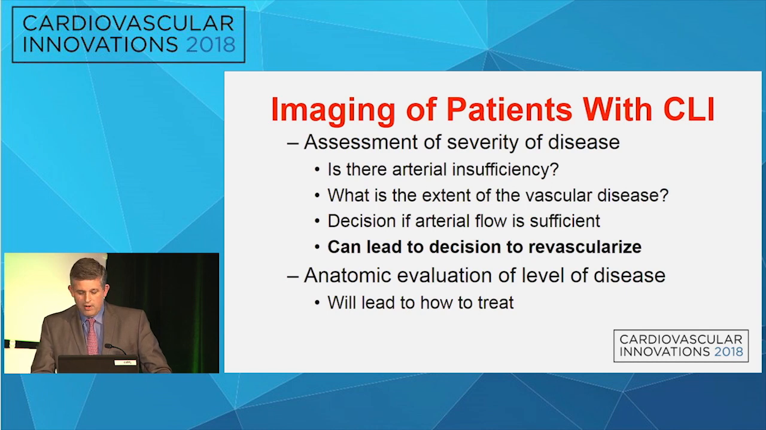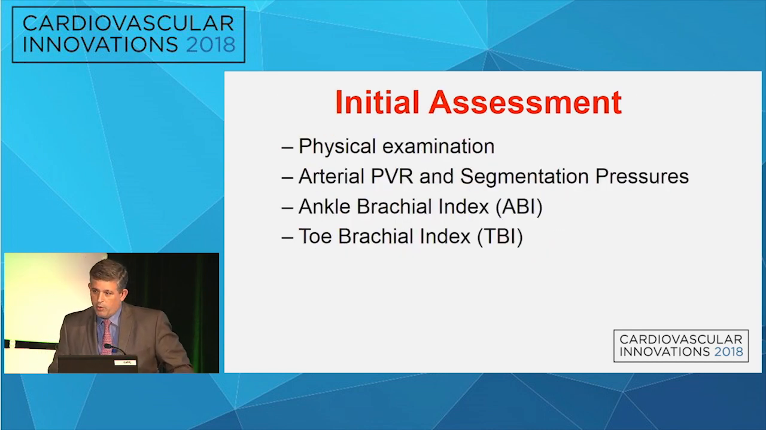And I think that's important because if you make that decision, then you may proceed with advanced imaging to help you plan that intervention, let you know where the anatomic levels of disease are, and get more information to help with your treatment. We've already heard a lot about the importance of that initial assessment: physical examination, ABI, TBI, arterial PVR, and segmental pressures. All of that goes into the initial assessment: is there some type of vascular insufficiency? Is it in the equation for that wound?